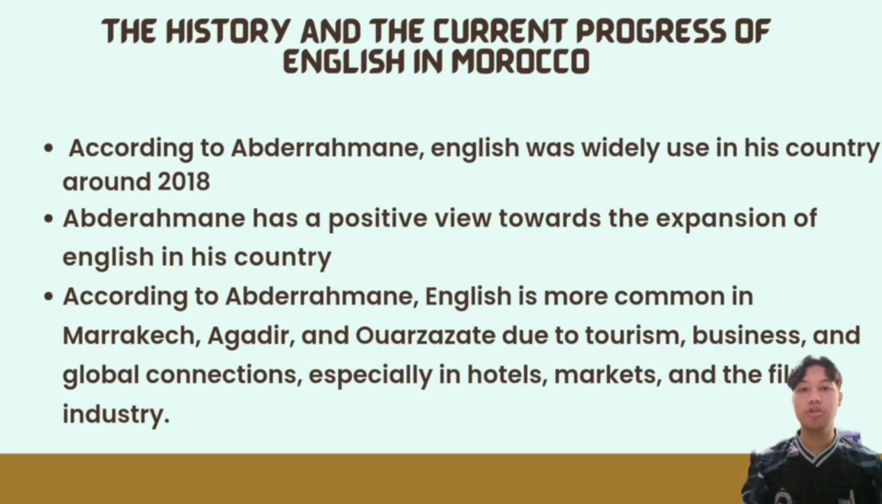From here, we can conclude that our research is accurate because based on Mr. Abdurrahman, English is spoken more often in Marrakech, Agadir, and Ouarzazate because these cities are popular tourist and business hubs. So many people use English to communicate with international visitors, especially in hotels, restaurants, and markets. Ouarzazate, known as the Hollywood of Africa, also attracts filmmakers from around the world, increasing the need for English.